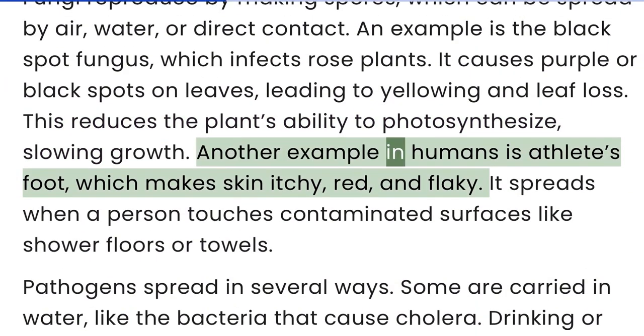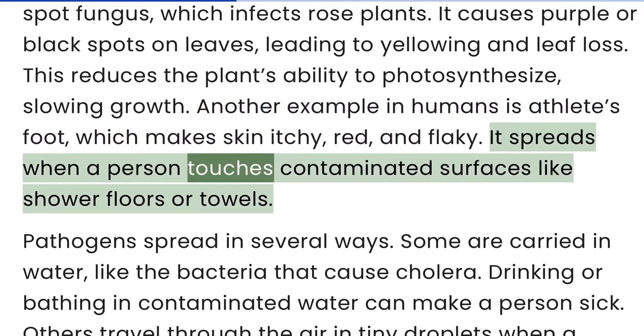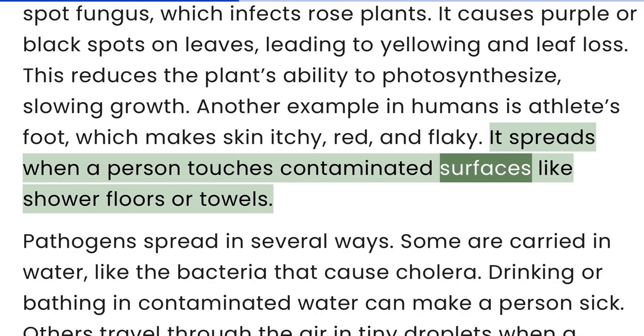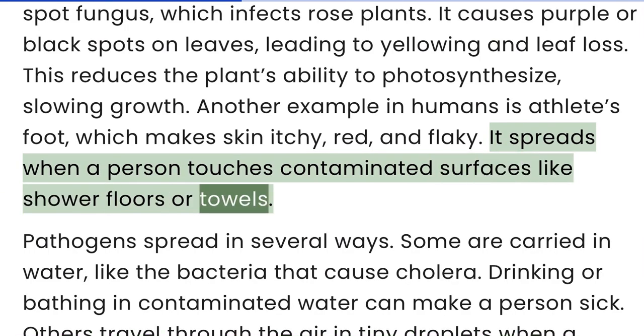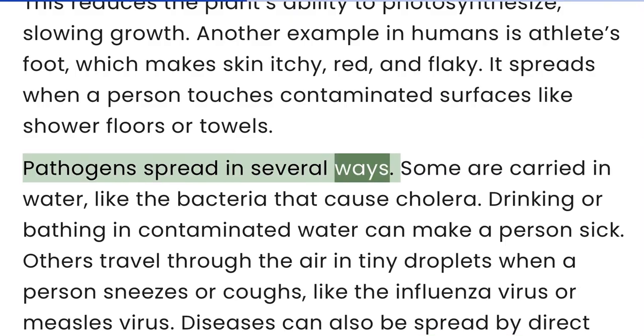Another example in humans is athlete's foot, which makes skin itchy, red, and flaky. It spreads when a person touches contaminated surfaces like shower floors or towels. Pathogens spread in several ways.